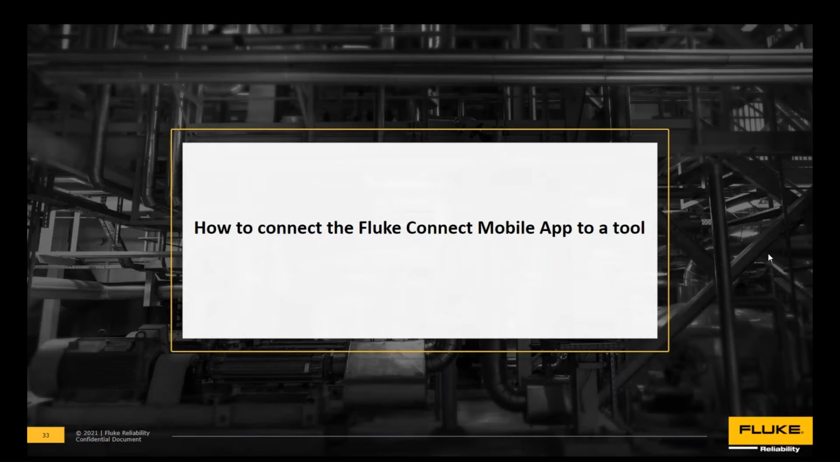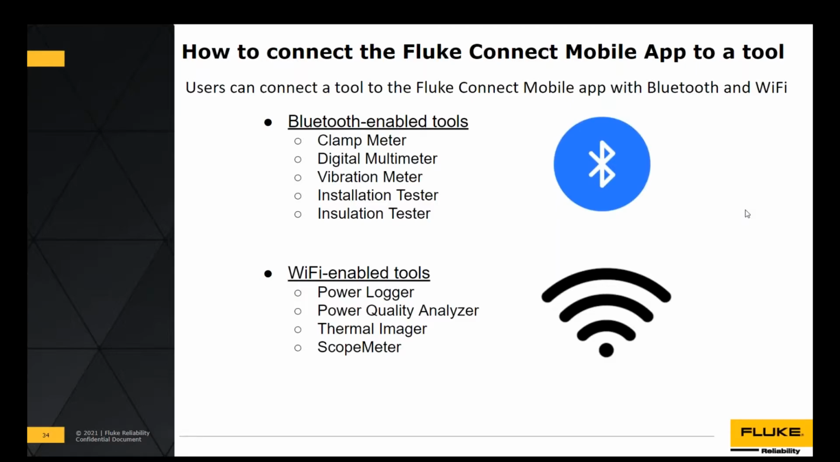All right, so now let's go over the last section, how to connect the Fluke Connect mobile app to a tool. We do have different types: Bluetooth enabled tools and Wi-Fi enabled tools. For Bluetooth, we have a clamp meter, digital multimeter, vibration meter, and installation tester. For Wi-Fi tools, we have a power logger, power quality analyzer, our list of thermal imagers, and a scope meter.